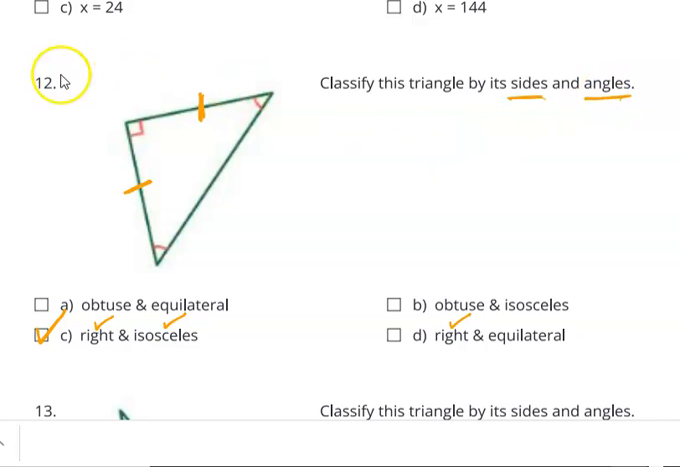So the first thing I noticed was that it was a right triangle. So I came down here, and I could eliminate A and B because they don't speak to right triangles. Then I'm going to look up, and I'm going to see I have these little angle hash marks. What I taught the class is that if you have equal angles, the sides opposite them are also equal. So I put these little hash marks here. That makes it an isosceles triangle. So the best answer is that this triangle is right and isosceles. Because remember, I'm classifying it by both sides and angles. So I've got to have two words.